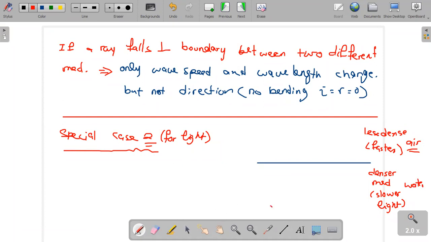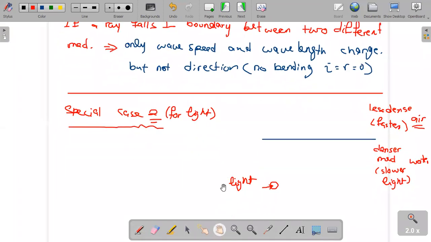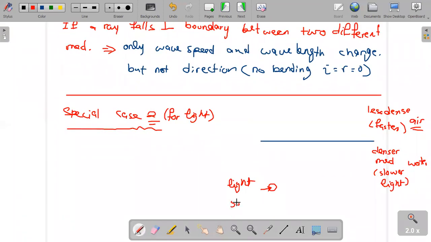If the source is here, this is the light source. If the ray is falling normal, it will go straight. Of course we know that it will go straight. That means in this case I equals R equals 0. This is the first case.